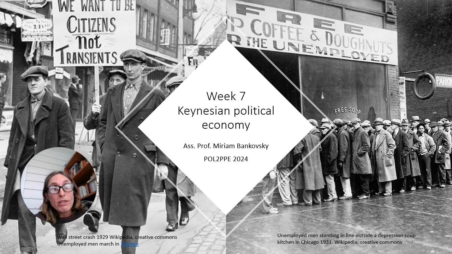I've tried in each week to pick photos that represent the problem to which the economists were attempting to respond, how they conceptualize their own problems. Here we have some photos that depict unemployed men marching in 1929 after the Wall Street crash, and unemployed workers standing outside of soup kitchens. These are kitchens offering cheap meals, well, free meals, free donuts, coffees, and so forth for the unemployed. And this is the context in which Keynes is writing.